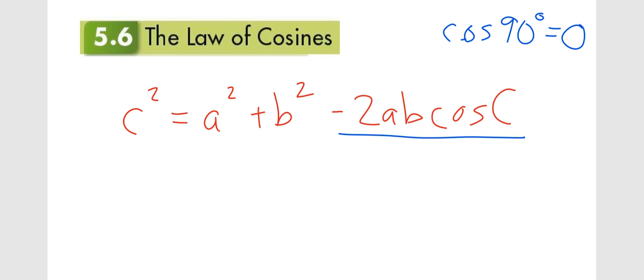Okay, so the Pythagorean theorem is a special case of the law of cosines. There are going to be two different types of problems to solve with this. One's easy and one's not so bad, but it has a little bit more work involved in it. It's really not that bad.